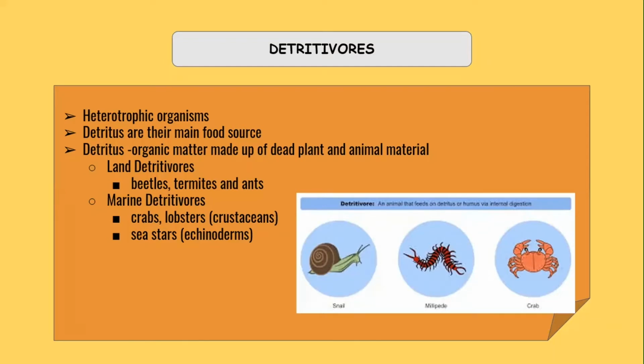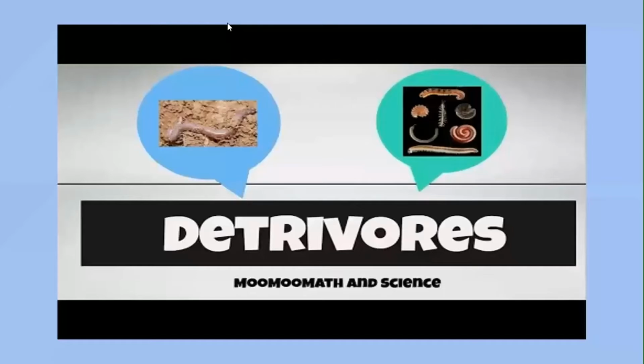So we have land detritivores and marine detritivores. Examples of land detritivores are beetles, termites, and ants. While marine detritivores include crabs and lobsters, which are in the group of crustaceans, and sea stars, which are echinoderms. So now we will watch a video about detritivores and the differences between detritivores and decomposers.